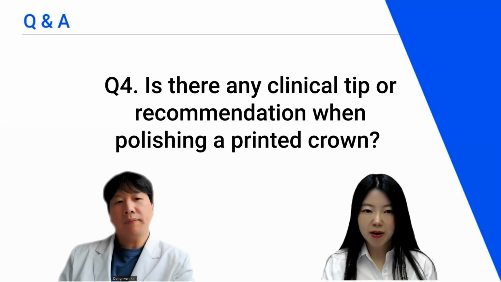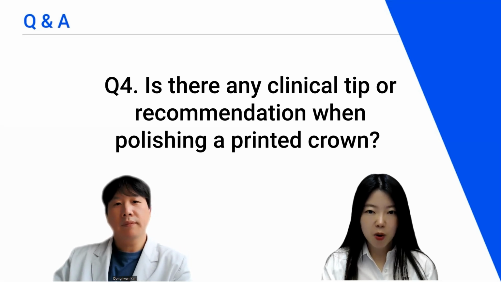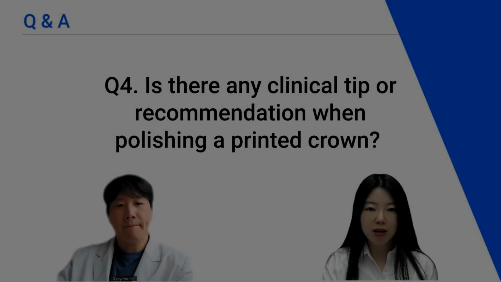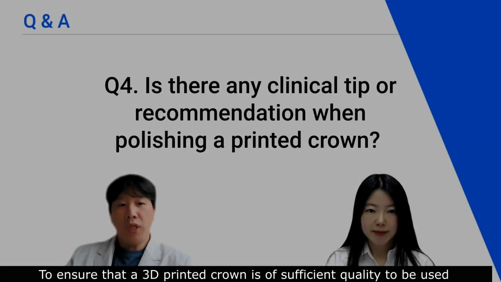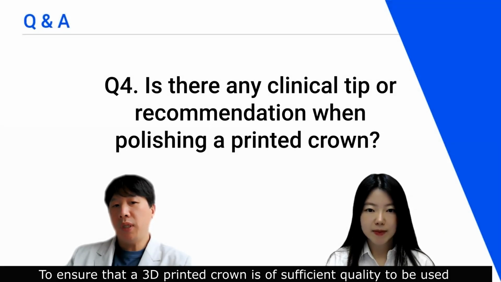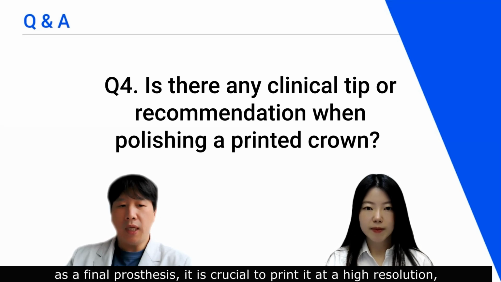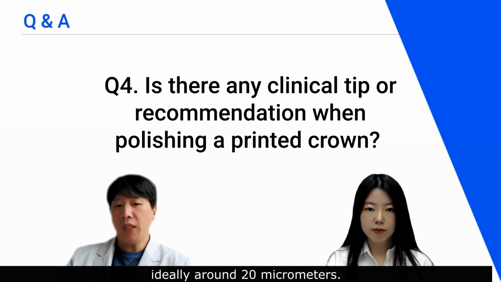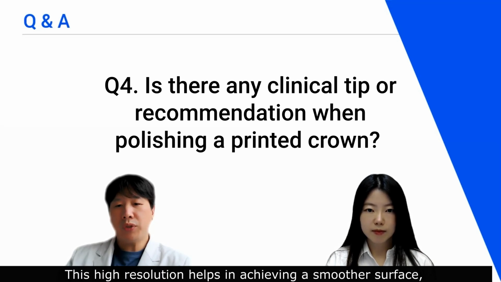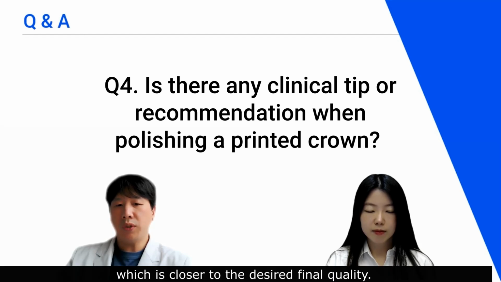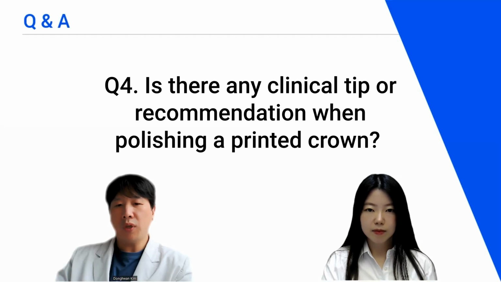Okay, question number 4. Is there any clinical tip or recommendation when polishing a printed crown? To ensure that a 3D printed crown is of sufficient quality to be used as a final prosthesis, it is crucial to print it at a high resolution, ideally around 20 micrometers. This high resolution helps in achieving a smoother surface, which is closer to the desired final quality.